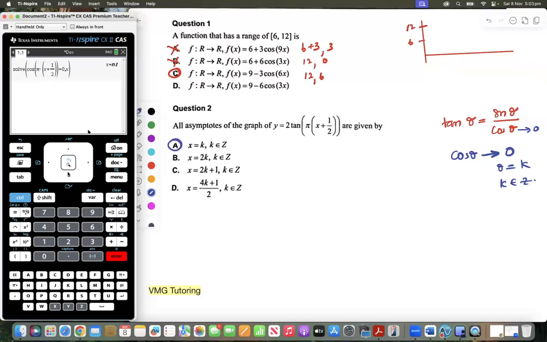Let's try this using our second method, which is the domain function. With the domain function, the domain of pi times x plus half. So the domain of this function means x should not be equal to an integer. Yep, the answer is confirmed. It's A.